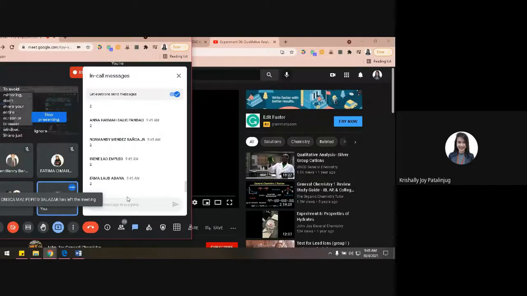Nasa upper or nasa lower portion siya? Kapag sinabing upper, nasa supernatant na siya. Pag sinabing lower, nasa precipitate portion or the insoluble portion. Kapag sinabing na-dissolve, very good, sa upper portion. Kasi nga, na-dissolve siya, dapat ma-liquefy siya, sasama siya doon sa liquid. Okay?